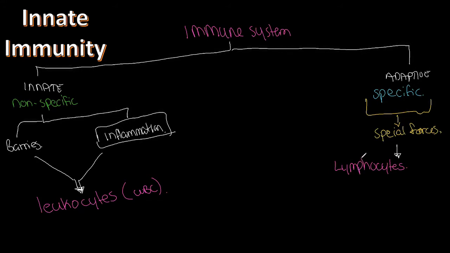Now, lymphocytes actually have two components to them as well. Again, we'll cover these in a lot more detail in just a minute. They have B lymphocytes and T lymphocytes.